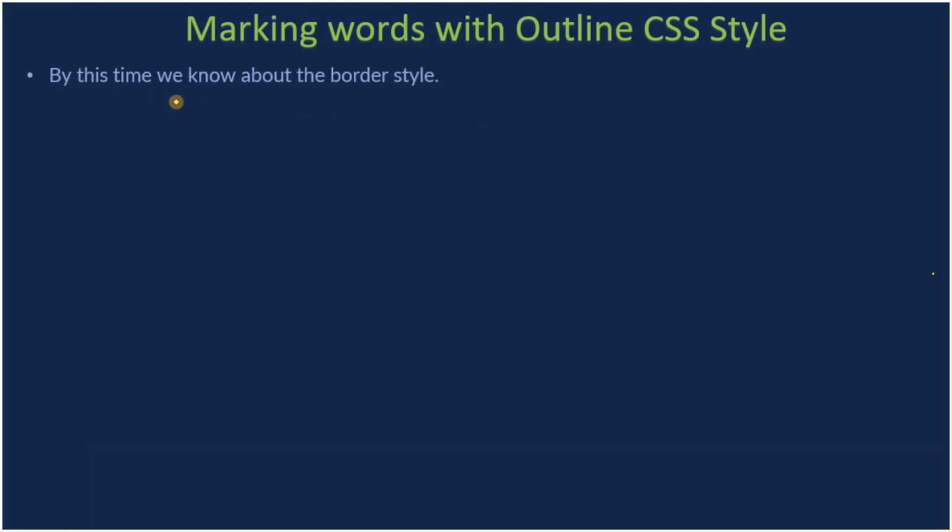So, outlines are useful to mark specific words, but you can use it for any HTML text. By this time, we know about the border style. In our previous sub-series, we used the border style, and even in the next coming examples also, we will use border, which is part of the box, I mean the CSS box.